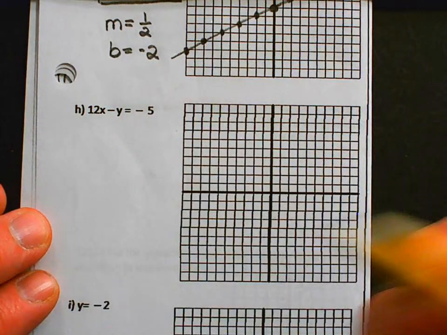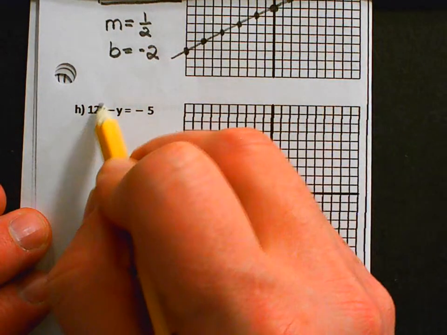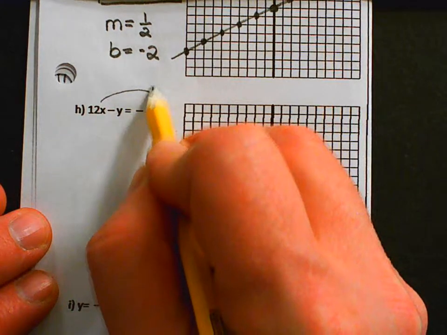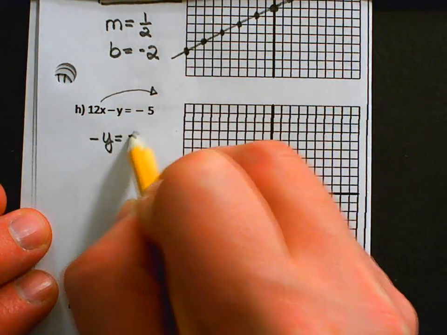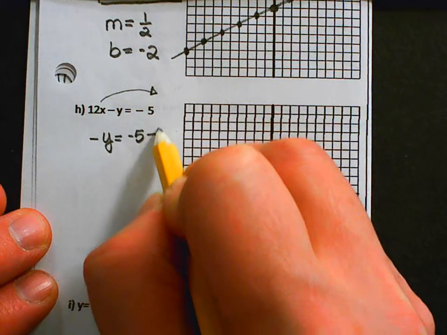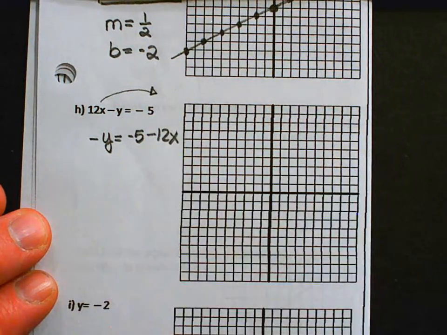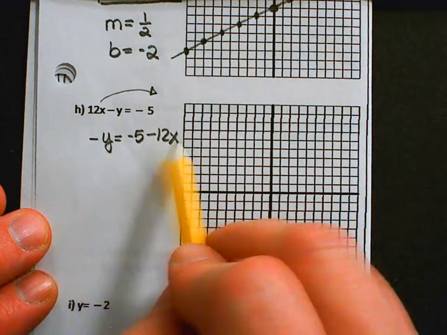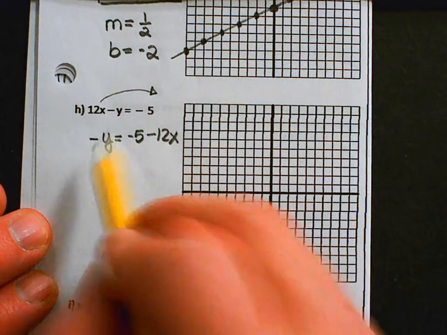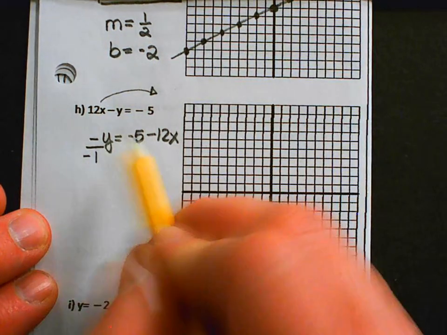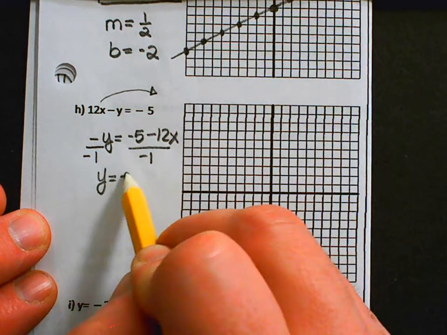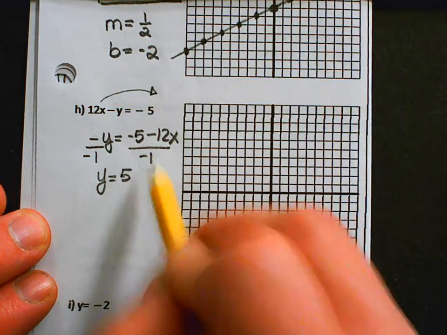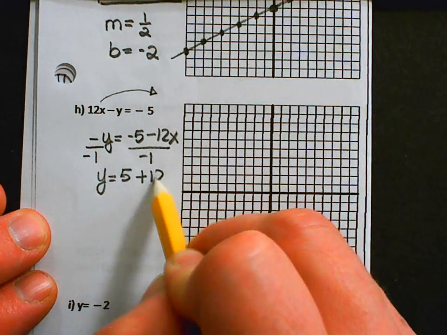Letter H, again, the y is not alone. So what we're going to do is move the 12x to the other side. So this is going to leave us negative y equals negative 5 minus 12x. How do I get the y alone? We need to get the y alone by dividing by negative 1. So this would be y equals positive 5 plus 12x.